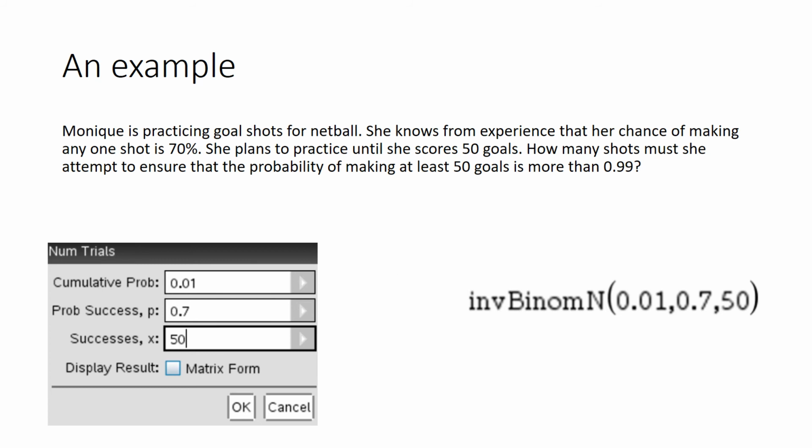We need to figure out how many shots she has to attempt to ensure that the probability of making at least 50 goals is more than 0.99. So we've got the probability of success pretty easily, and the number of successes pretty easily, but we want the probability to be more than 0.99. So if we want the probability to be more than 0.99, then our cumulative probability gives us the value before and up to. So we need to use the complement for this.